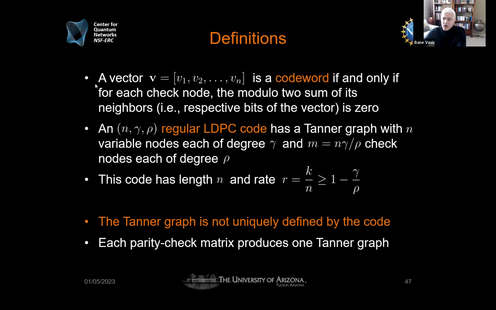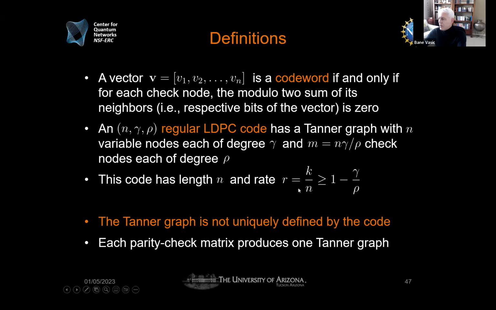And these are our definitions. We say that a vector v is a code word if and only if for each check node the modulo 2 sum of its neighbors is equal to 0. And we consider this class of regular LDPC codes, and we denote it by (n, gamma, rho): a Tanner graph with n variable nodes, where the degree of each variable is gamma, and each check has degree rho, and there are m of these check nodes.